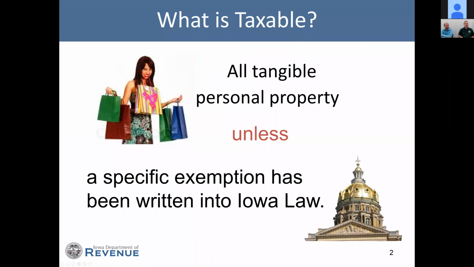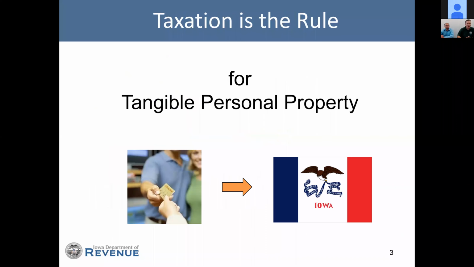All righty. Just to step back for a second. If you've been to class before, we've touched on this, but if not, just a quick review for you. When it comes to Iowa sales taxes, what is taxable in Iowa? Well, Iowa law basically says all tangible personal property is taxable unless there's a specific exemption that's been written into the Iowa code. Also, when it comes to sales of tangible personal property, taxation is the rule. Exemption is the exception to the rule.